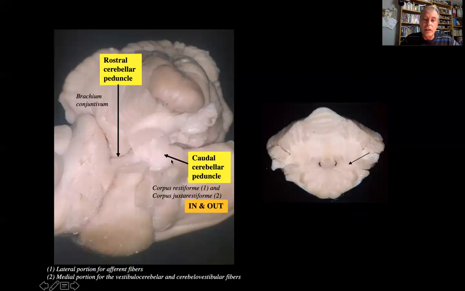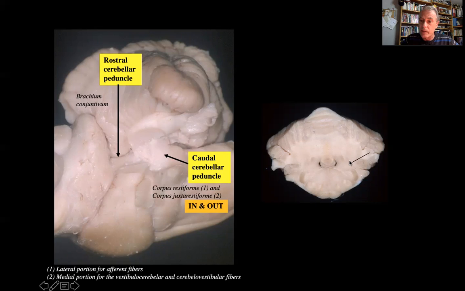And again, in a dissection, to be able to identify these cerebellar peduncles, I had to cut the brachium pontis. Then you identify the rostral cerebellar peduncle or brachium conjunctivum and the caudal cerebellar peduncle or corpus restiforme and corpus juxta restiforme. The corpus restiforme is the lateral portion for afferent fibers, and the medial portion of the caudal cerebellar peduncle is the corpus juxta restiforme for vestibulocerebellar and cerebellovestibular fibers.